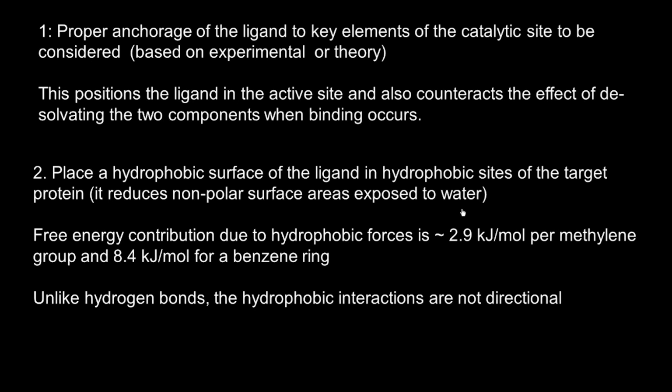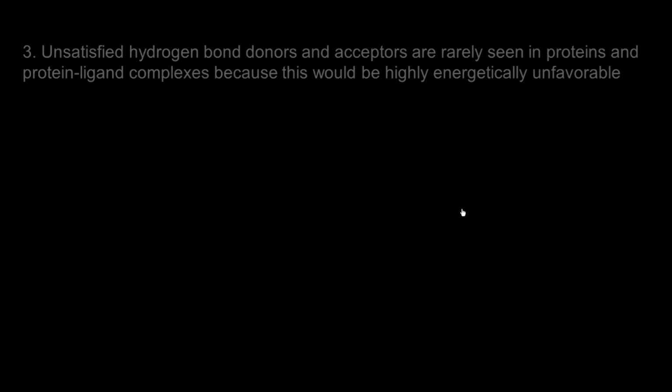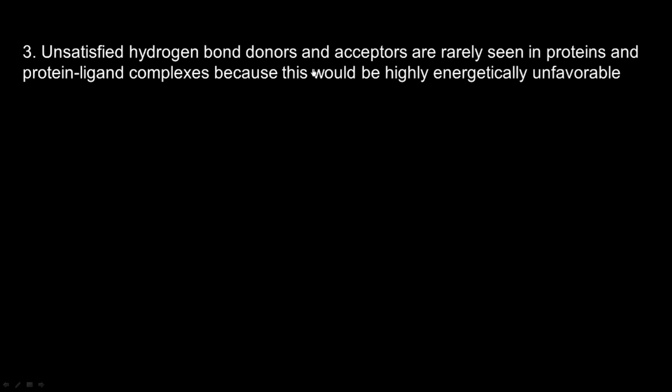Unsatisfied hydrogen bond donors and acceptors are rarely seen in proteins and protein-ligand complexes, because this would be highly energetically unfavorable. So if there is a ligand which has a hydrogen bond donor or a hydrogen bond acceptor group, you need to position it so that it interacts with the corresponding acceptor and donor amino acids in the active site. So you will rarely have an unsatisfied condition.